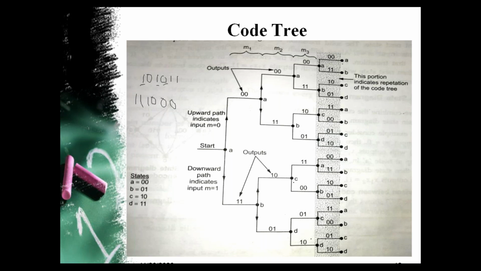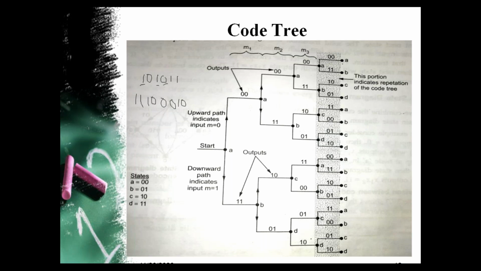C is the state, then 0, 0 output bits. B is the state, next state B. Then C, corresponding to 0, 1, 0 is the output. Okay, 1, 0 is the output. Then next state is C.